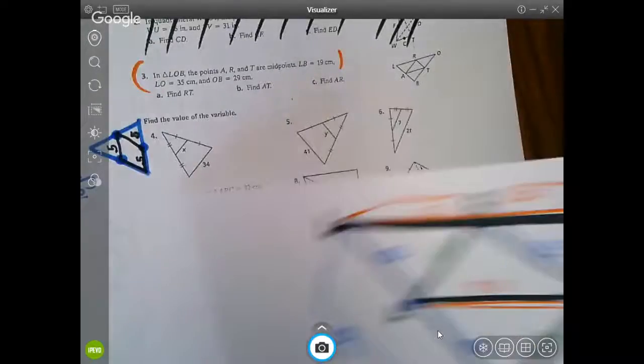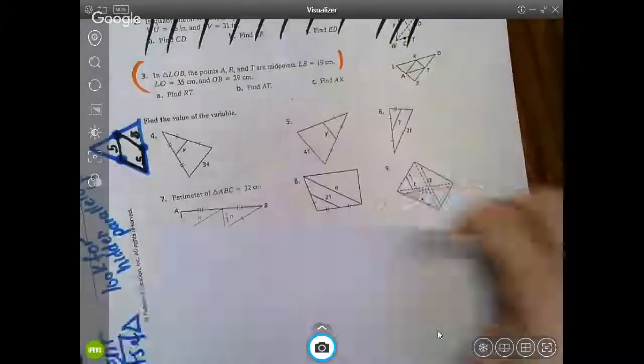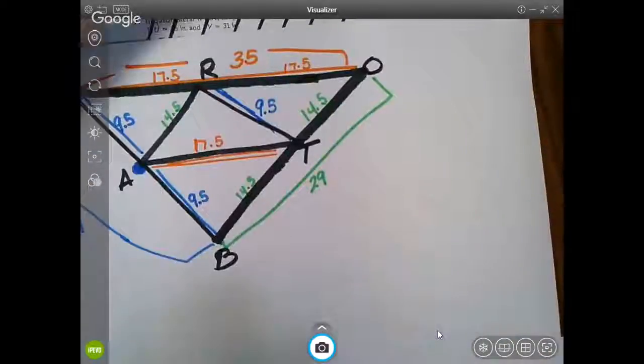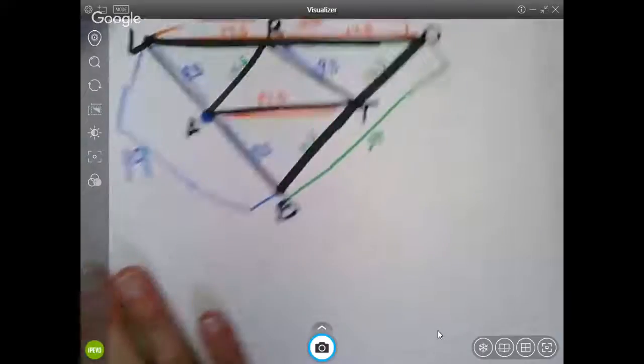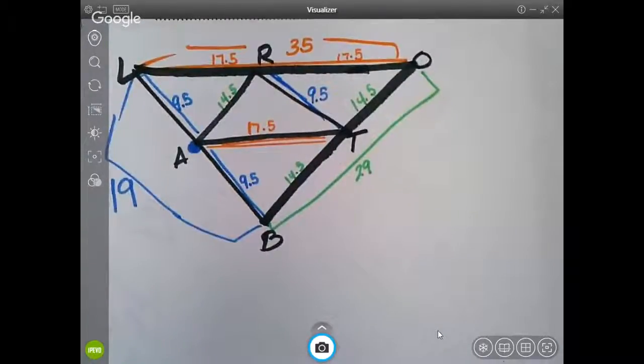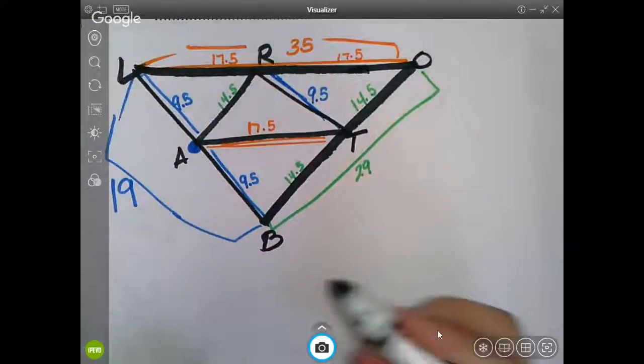Did you understand the other triangle? Okay. Yep. All right, so if you still need the paper I did, it's right here. I'm just going to do a real quick example down here.